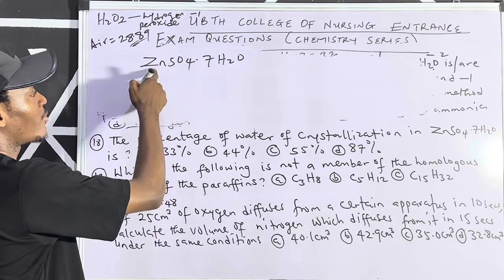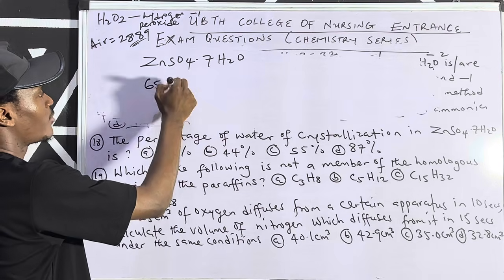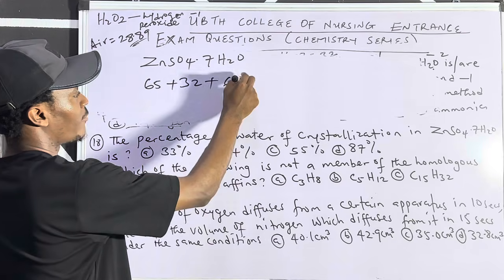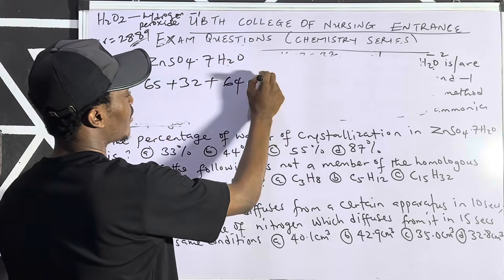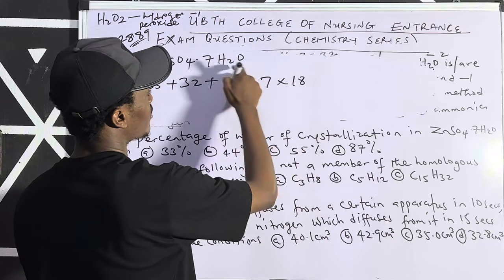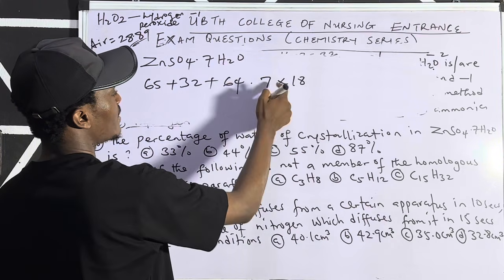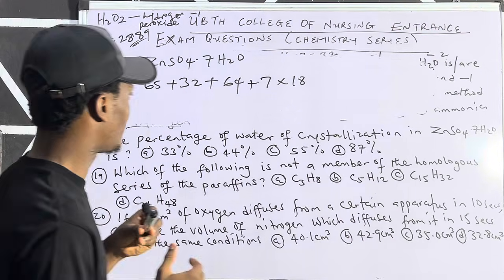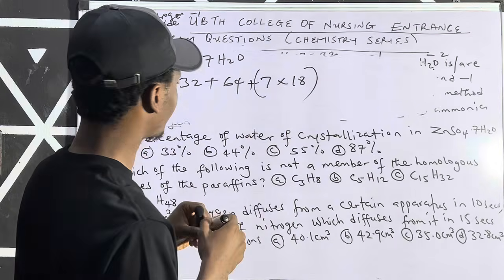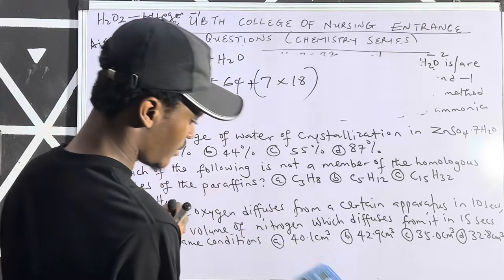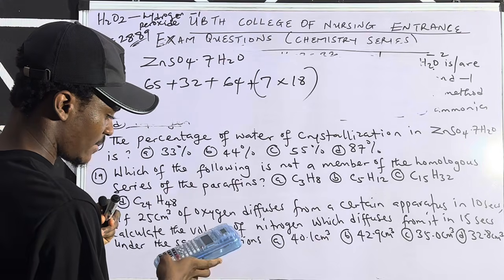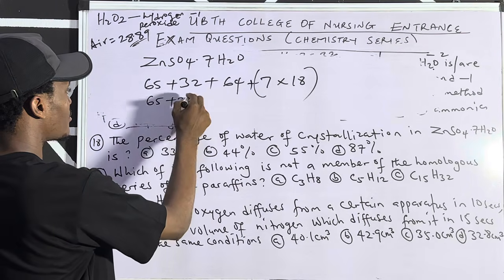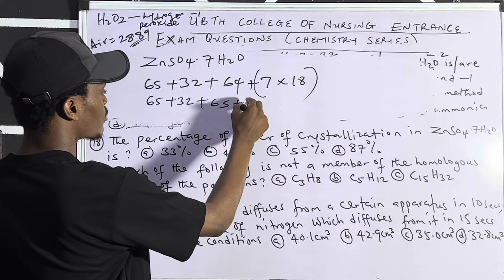Now, the relative atomic mass of zinc is 65. So 65 plus sulfur is 32. Oxygen is 16 times 4, 64. Then the dot becomes 7 times 18, because the relative molecular weight of water is 18. So 7 times 18. Then, of course, we have to obtain the right answer. So let's get this one. With the help of our calculator, 7 times 18 is 126. So it becomes 65 plus 32 plus 64 plus 126.